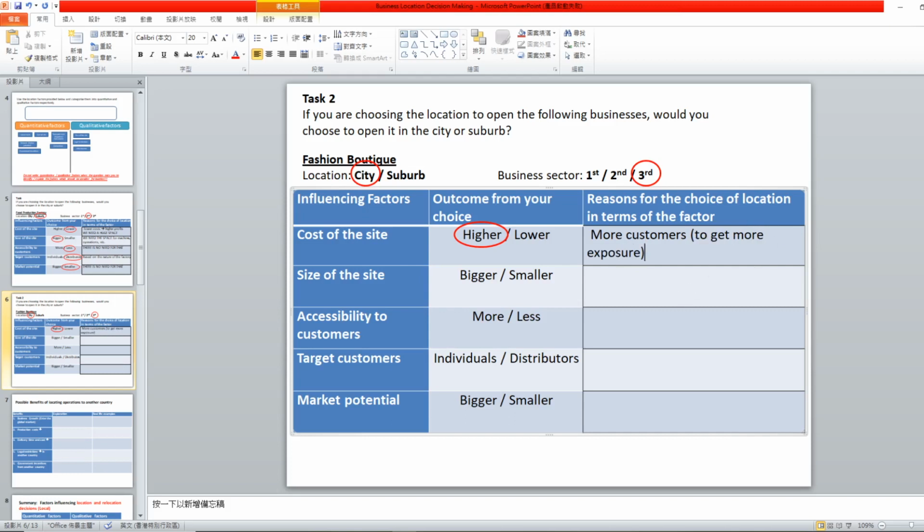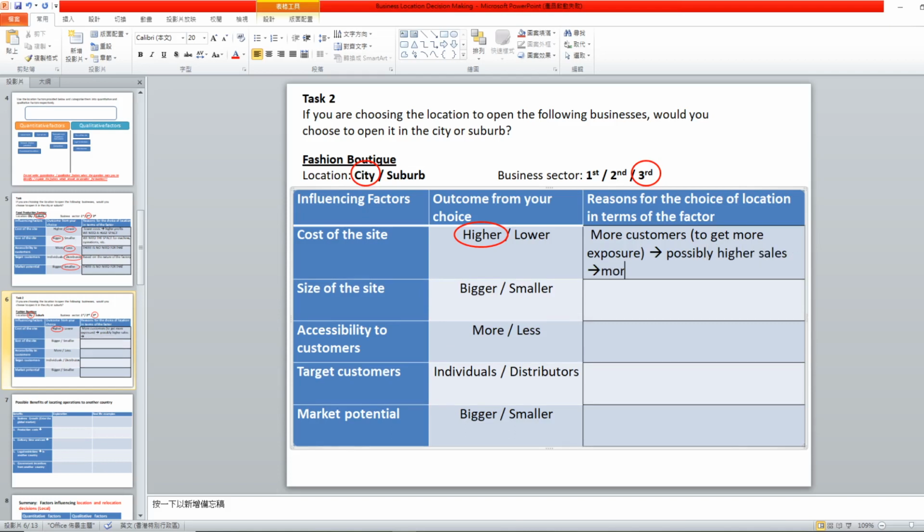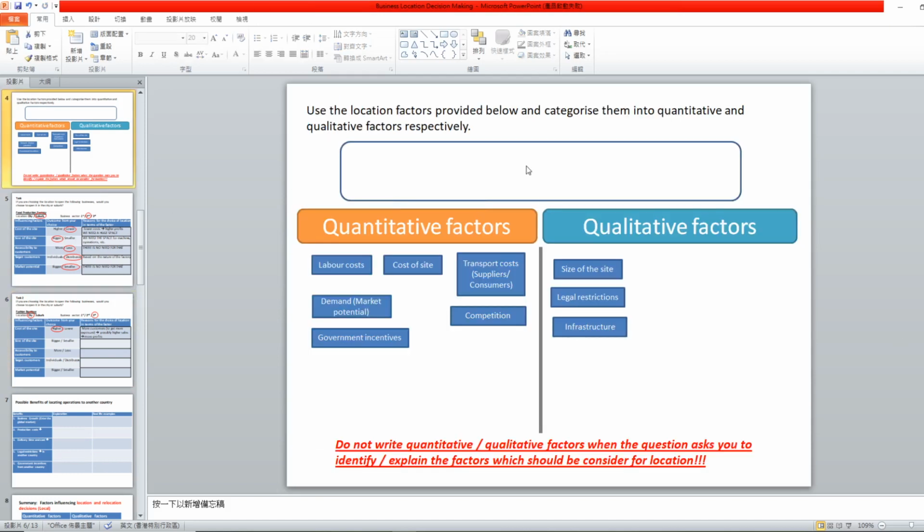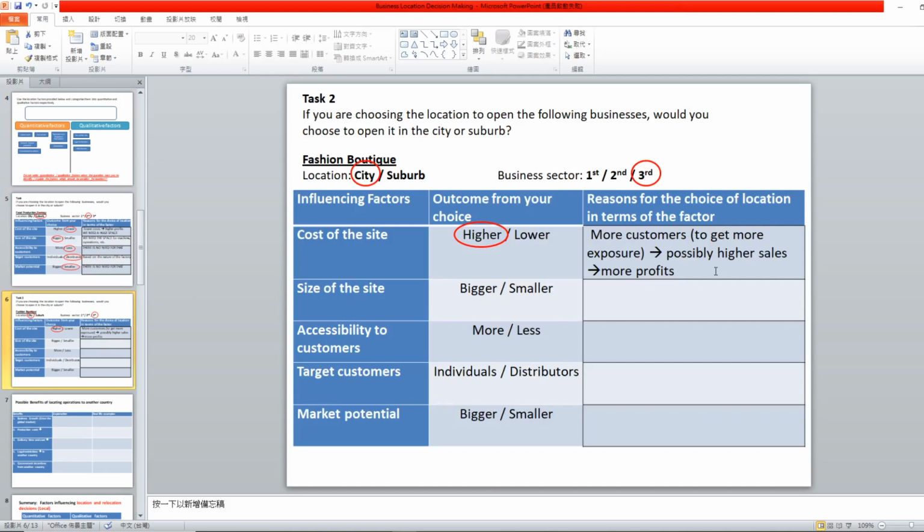And the revenue would make up for it, possibly higher sales and more profits. So as long as you are able to explain it, just like what you did in the chat, you'll be just fine. Once again, the factors are the most important things in this topic. Then you just have to explain it. And what about the site?